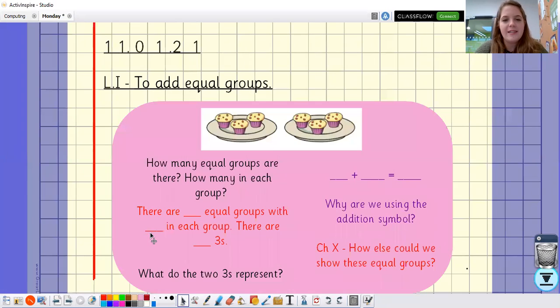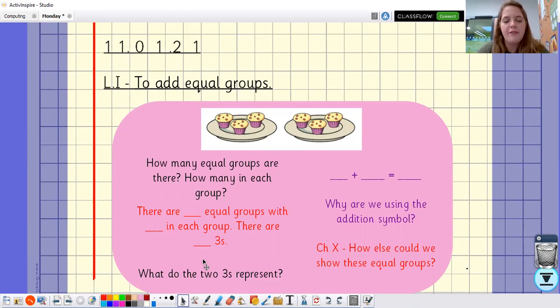Okay, so let's have a look at our first example here. So we can see some groups here. Now each plate, remember, represents one group. So this would be one group and this would be the second group. Okay, so first of all, we need to think about how many groups we can see and how many are in each group. Now, I wonder if these groups are equal. How do you know these groups are equal? So hopefully you know this. We know they're equal because each plate has got 3 cakes, the same number of objects.